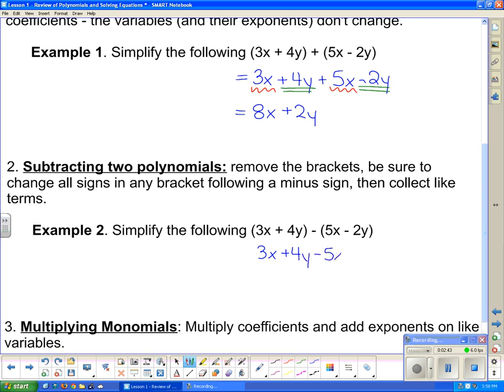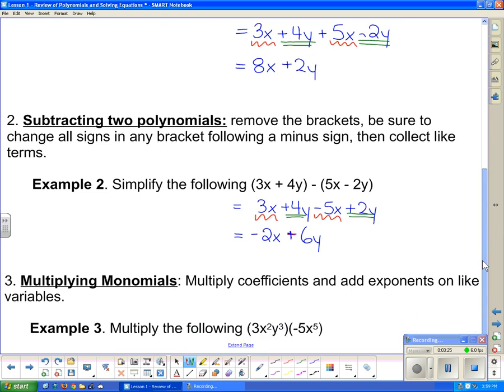subtract 5x plus 2y. Can't forget my equal sign out front for proper math form. And now we'll just collect like terms, and I can see that I have a 3x and a minus 5x. When I put a 3x with a minus 5x, I'm left with a minus 2x, since those 3x's cancel three of the negative x's. And then I have a positive 4y and a positive 2y together, giving me six positive y's. Plus 6y.